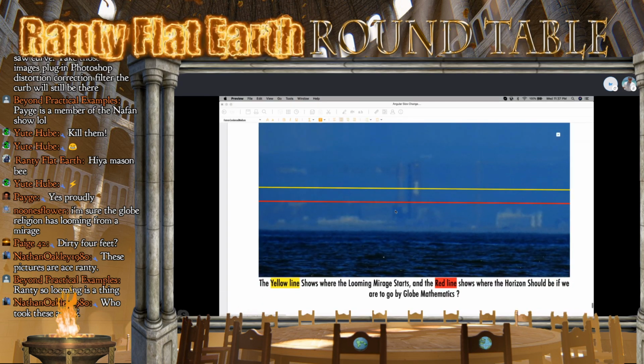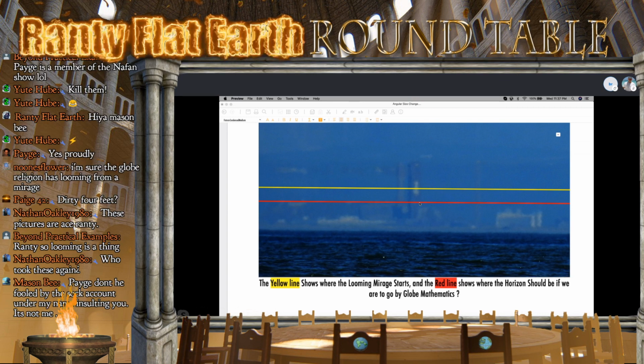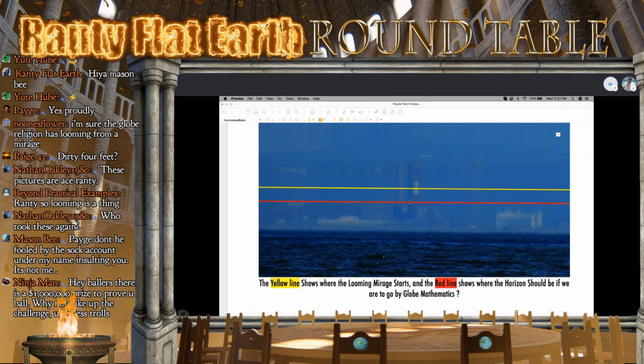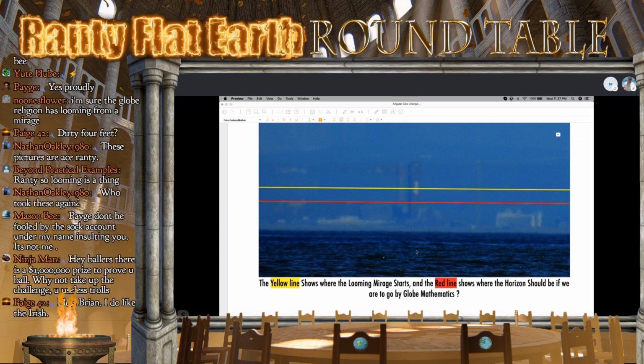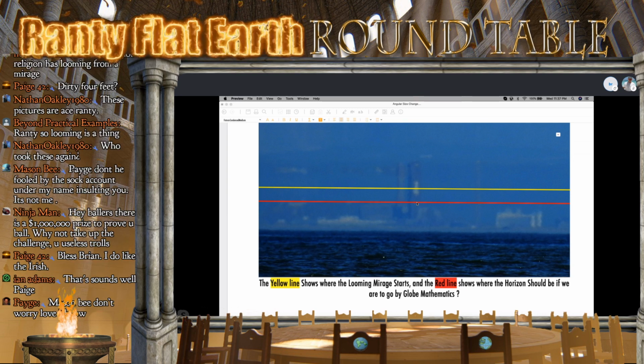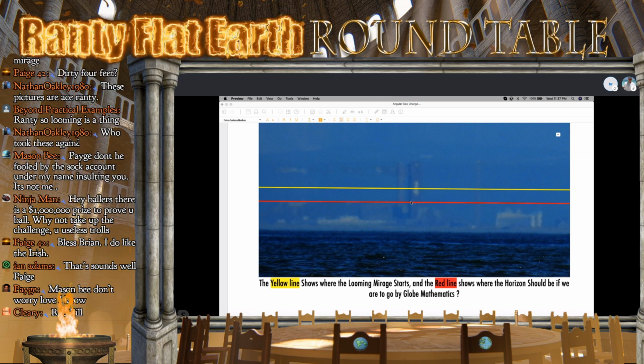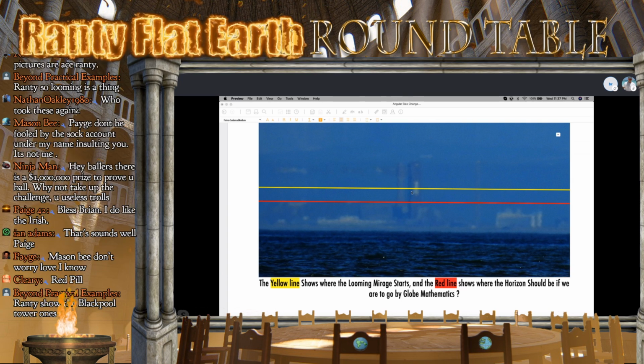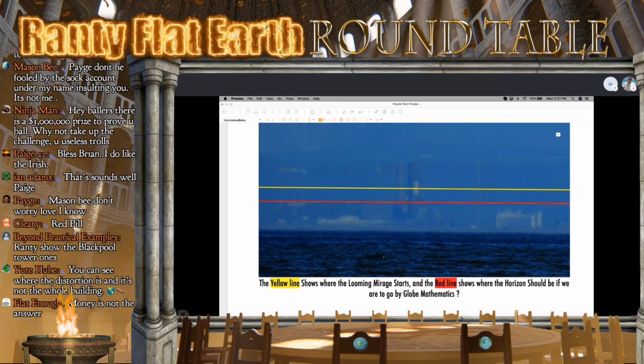Now, the yellow line shows where the Looming mirage starts, and the red line shows where the horizon should be if we go by globe mathematics. So if we were on a globe, that's where the horizon would be. That's as much above you. So basically, between the yellow and red line is all you should be seeing if you're on a globe. That's all you should be seeing at that distance. That horizon should be 1.22 miles away from you, and all you should see from a 1 foot camera height is just this part of the building here.